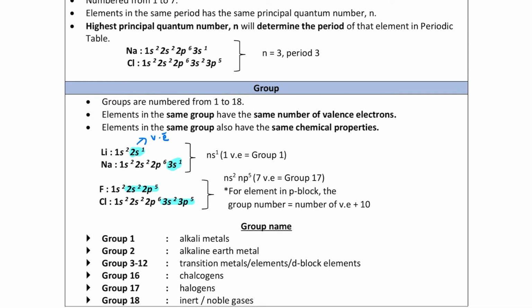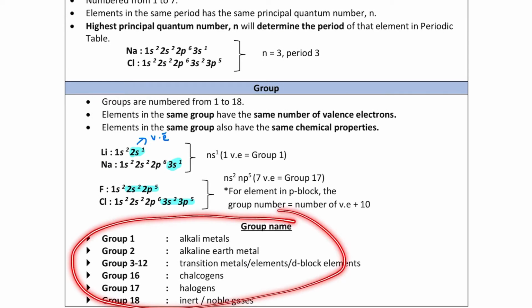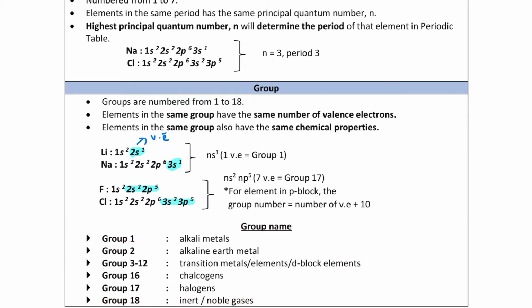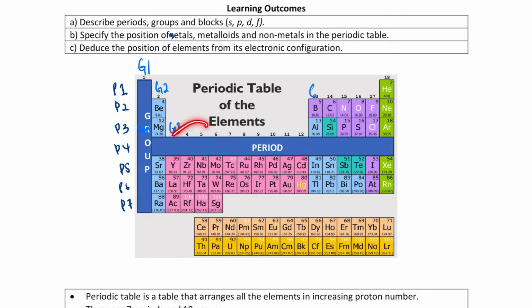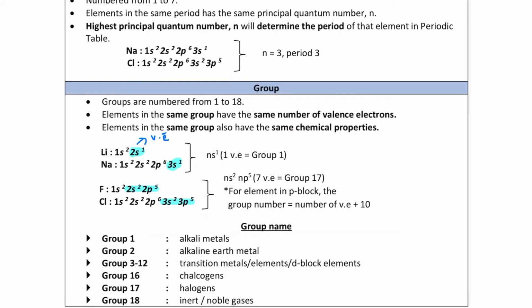Okay, alright, and then this is extra information. Group 1 also known as alkaline metal, group 2 alkaline earth metal, group 3 to 12 is transition metal. Okay, ataupun elemen dalam D block sometimes saya panggil. Okay, so transition metal dekat sini. Okay, so this is the transition metal. Okay, and then group 16 chalcogen, 17 halogen. Okay, halogen ni usually kita akan banyak kali guna. And group 18 inert or noble gases.